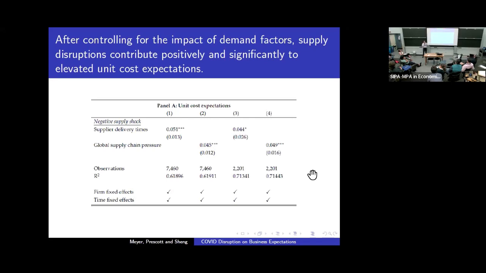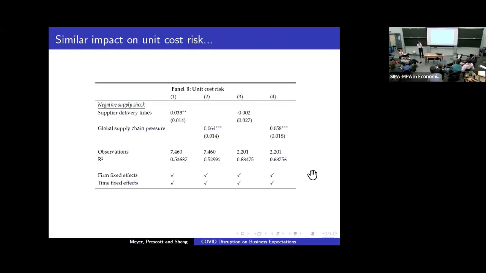Now let's put this into an economic context. This coefficient translates into between 30 and 40%, meaning that supply shocks, if I can use that word, supply chain disruptions and labor constraints altogether, contribute between 30 and 40% of the increase in firm unit cost expectations. We see a similar picture for the unit cost balance of risk. All coefficients are positive, very similar to what we had for unit cost expectations.